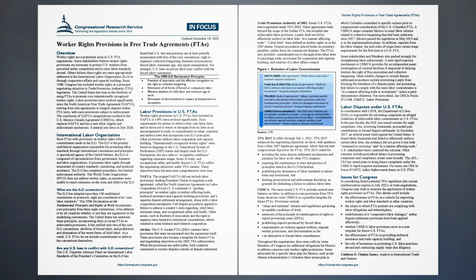Others believe these rights are more appropriately addressed at the International Labor Organization, ILO, or through cooperative efforts in capacity building. Since 1988, Congress has included worker rights as a principal negotiating objective in Trade Promotion Authority (TPA) legislation. The United States has been in the forefront of using FTAs to promote core internationally recognized worker rights. Labor provisions have evolved significantly since the North American Free Trade Agreement (NAFTA), moving from side agreements to integral chapters within FTA texts, with more provisions subject to enforcement.